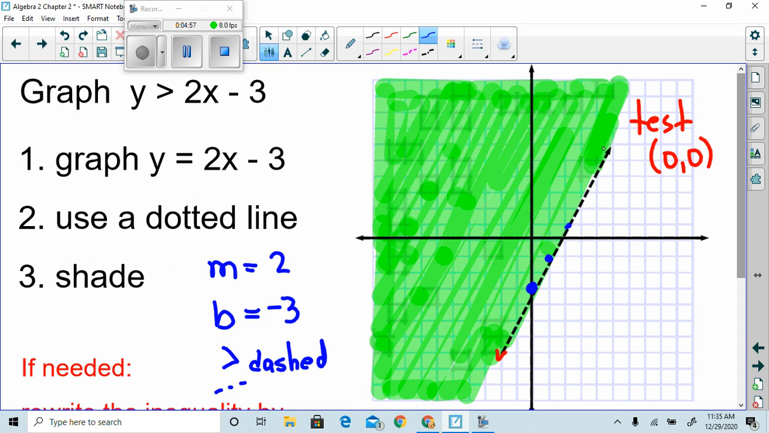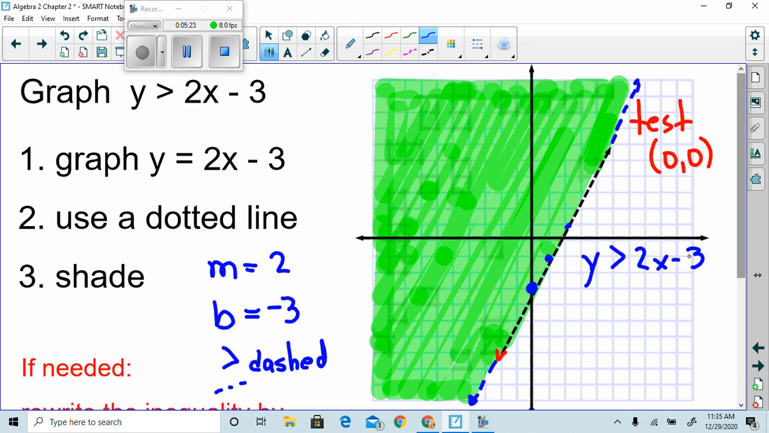And as you see, I'm extending this the entire length of the coordinate plane. Why? Because we need to create this two-sided plane. We're now going to test the point 0, 0. What does that mean? I'm going to go to the original inequality. Y is not equal to, it's an inequality. Y is greater than 2x minus 3.